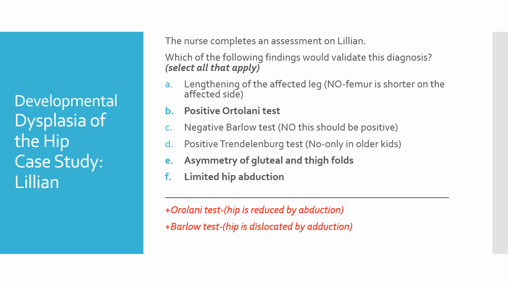Negative Barlow test? No, this should be positive as well. So the hip is dislocated by adduction. Positive Trendelenburg test? No, that's only in older kids, especially because we have to assess that when the patient is walking. Asymmetry of gluteal and thigh folds, yes. Limited hip abduction, yes.